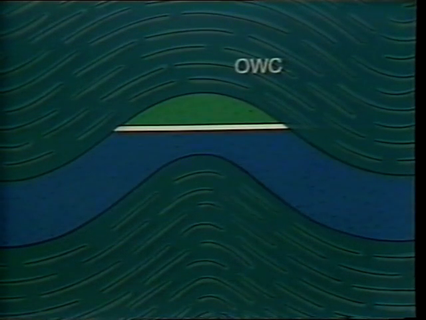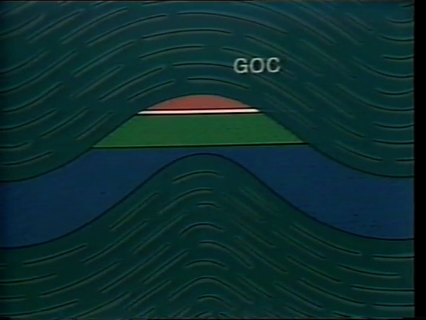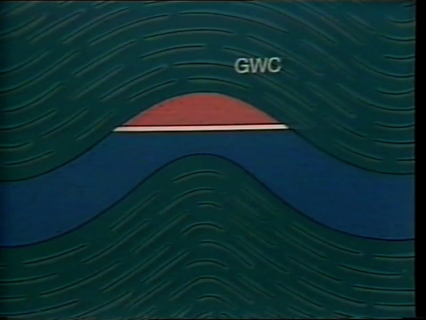A trap may contain oil, gas, or a combination of the two. The oil-water contact, OWC, is the deepest level of producible oil within an individual reservoir. It marks the interface between predominantly oil-saturated rocks and predominantly water-saturated rocks. Similarly, either the gas-oil contact, GOC, or the gas-water contact, GWC, is the lower level of the producible gas. It marks the interface between predominantly gas-saturated rocks and predominantly oil-saturated rocks, or water-saturated rocks, as the case may be.